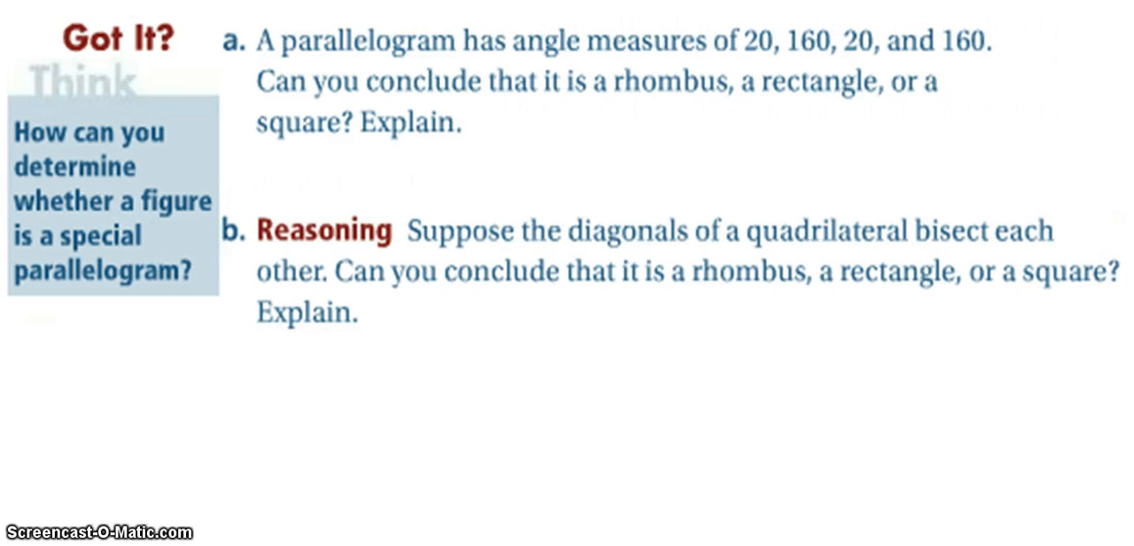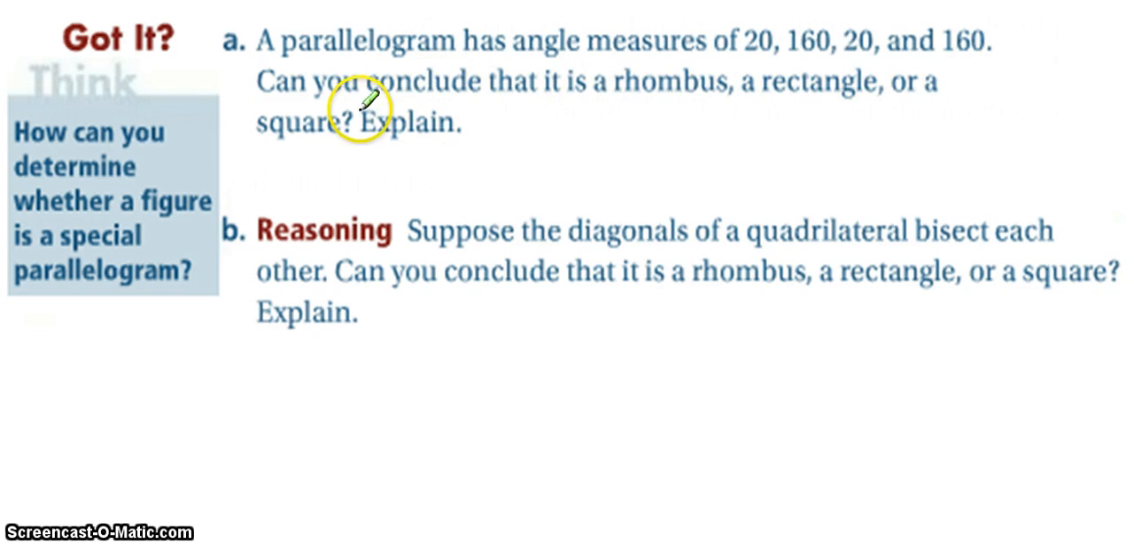So before you try the got it, please make sure you've worked through the first part of the Pearson module to get to this got it, and then pause the video and try it on your own before coming back to get help. So when we look at number A, it's telling me a parallelogram has the angle measures of 20, 160, 20, and 160. Then it asks if it's a rhombus, rectangle, or square.